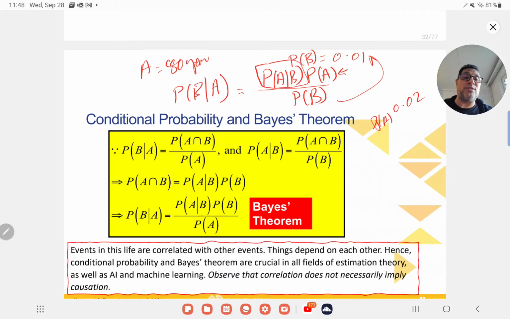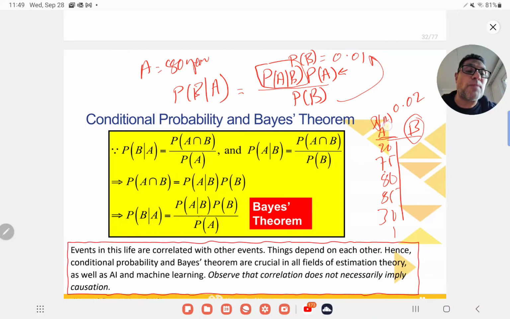How to calculate probability of A given B? Probability of A given B could be computed from the database in the hospital, or in this national health system in this country. So we are looking now at diabetic people and their ages. For example, this person is 20 years, this person is 75 years, this person is 80 years, this person is 85, this person is 30, and so on. So now we count all these people who have diabetes. Then we count the number of those people who are 80 years old.